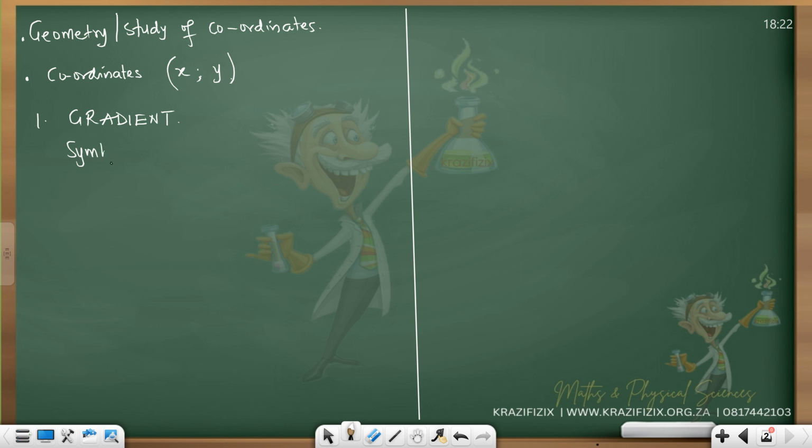Let's start with the symbol of gradient. The symbol of gradient is m. Take note, small letter m, please. Small letter m. Gradient is small letter m. We're going to look at the gradient of a line. Okay, the gradient of a line. Now, types of gradient. Before we start looking at how to calculate gradient, types of gradient.